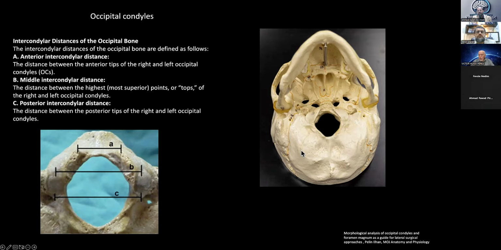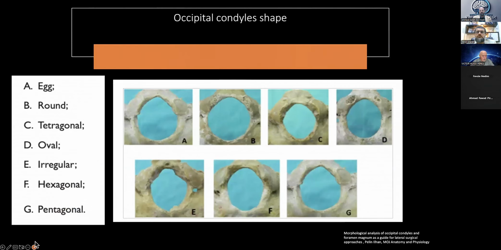Here we have a picture about the inferior cranial base and the foramen magnum and the occipital condyles between them. And let's go to next slide. Here we have the shape of occipital condyles. We can find several shapes of this foramen magnum.